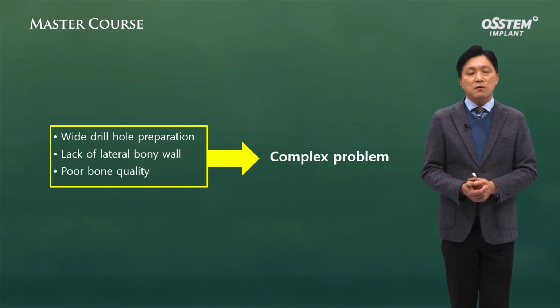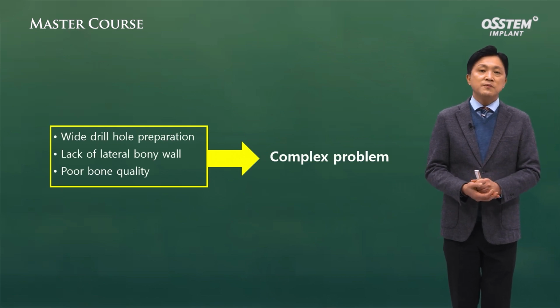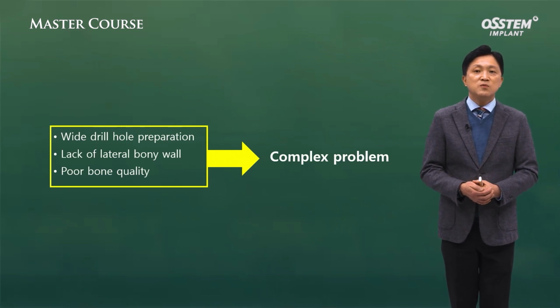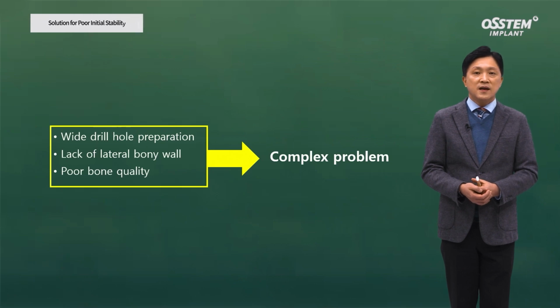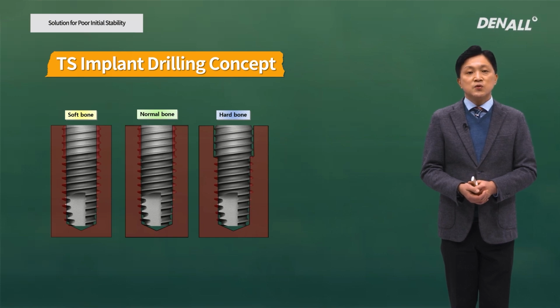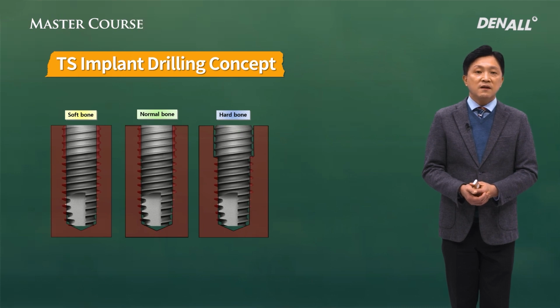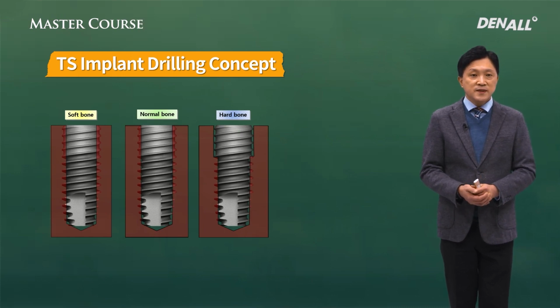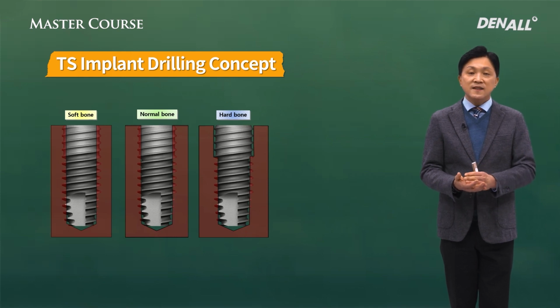So when an initial stability is not good, it is not because of one specific reason. It is a complex problem combining various causes. TS implant is widely used. Based on TS implant, Alstom's drilling concept has 3 drilling concepts.